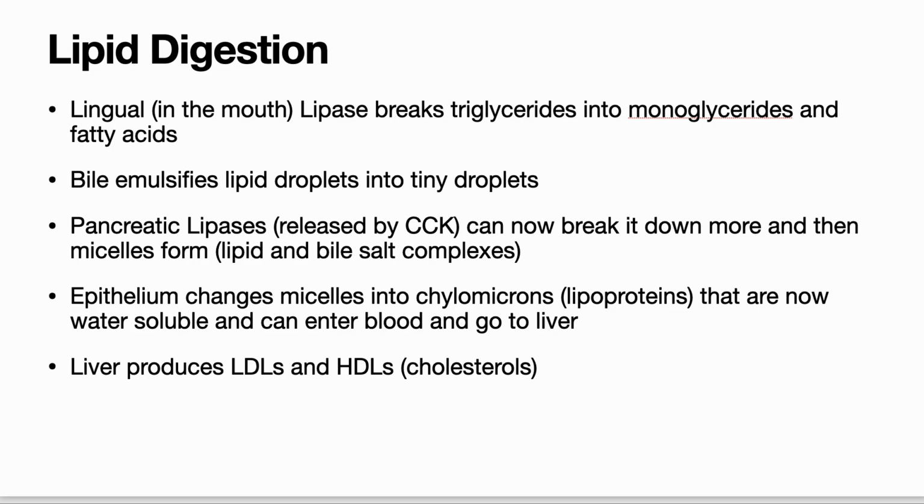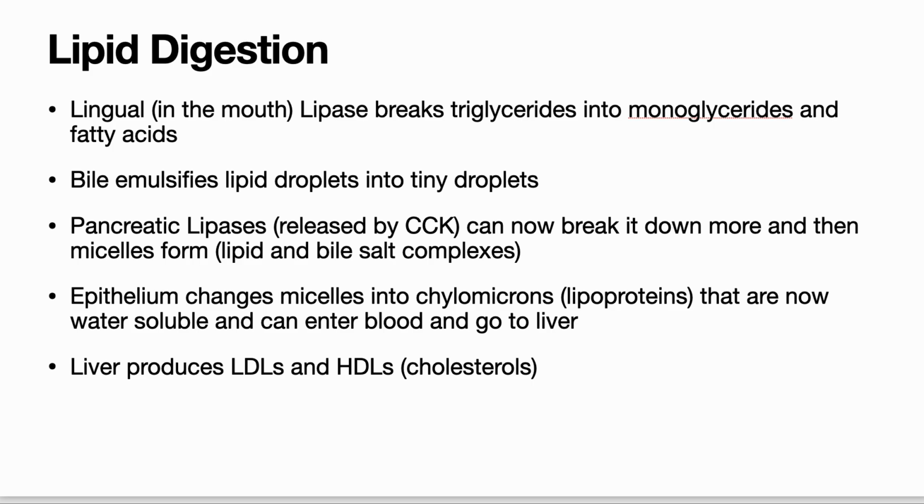So we're going to start the process with lingual lipase in the mouth, and it will start breaking down triglycerides that we eat into monoglycerides and fatty acids. But it only does about 20%. It's not super effective. So once we get into the stomach and then into the duodenum, we're going to have additional breakdown of those lipids.